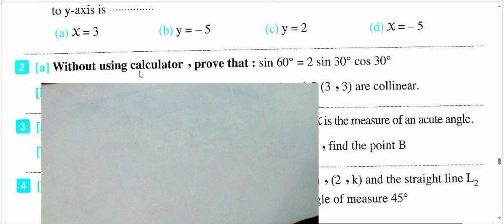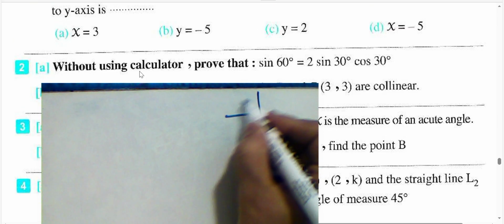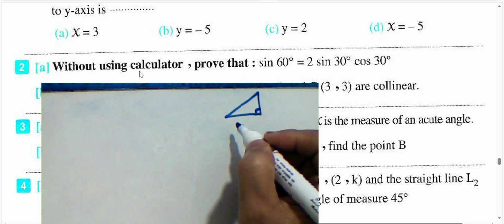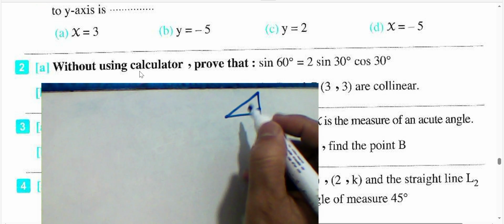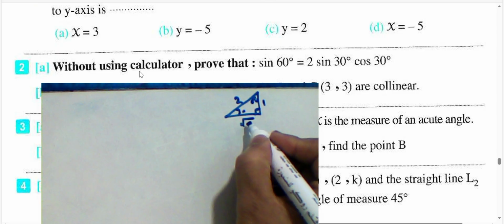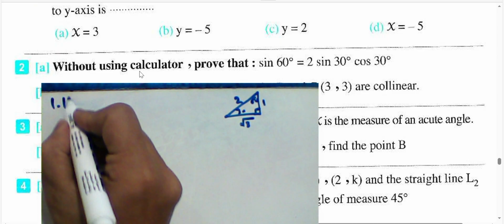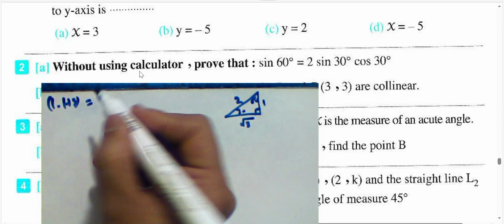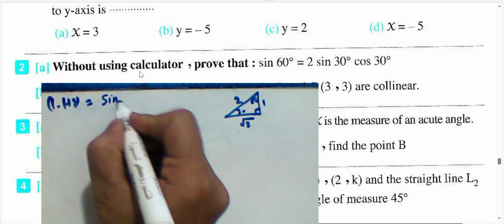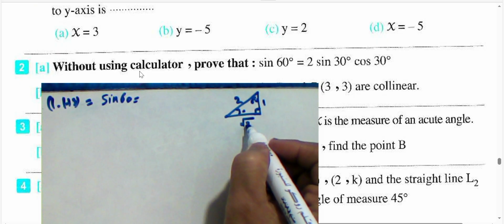Number 2, without using a calculator, prove that left side equals right side. We can use here two triangles, or only one, because we have 30, 60 in the example. Then 30, 60, with sides 1 and 2, and here square root of 3. Then the left hand side: we have sine 60, opposite over hypotenuse, root 3 over 2.